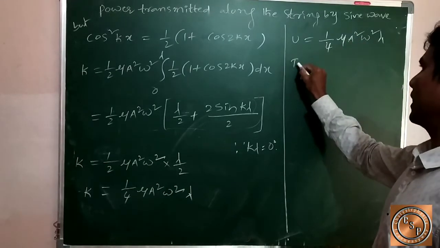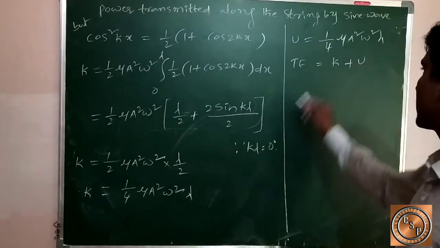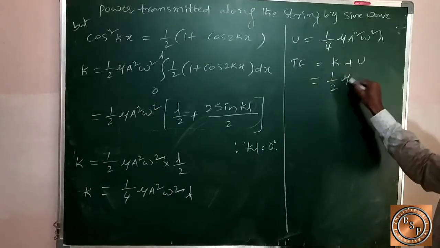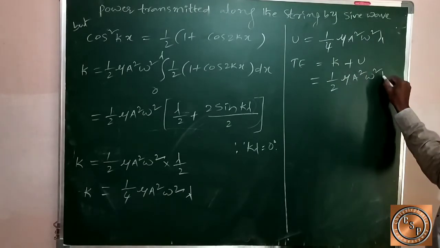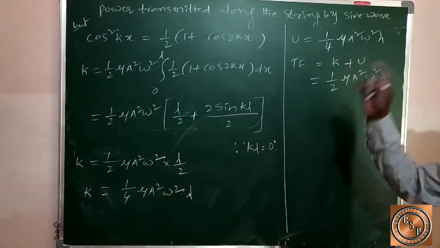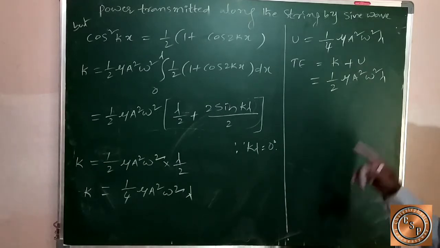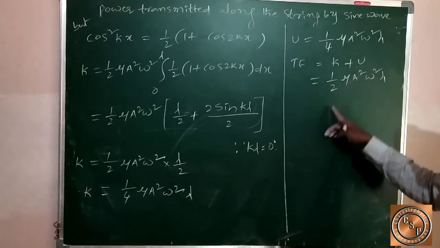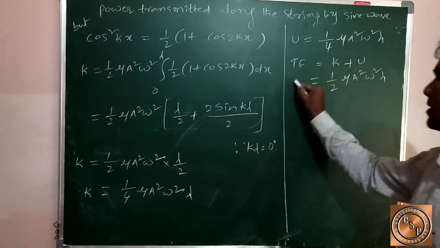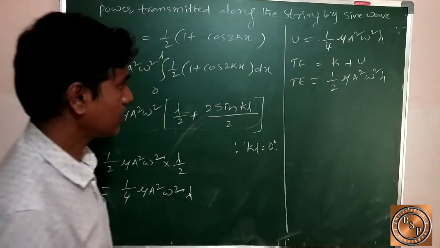Here total energy, that is kinetic energy plus potential energy, that is equal to 1 by 2 mu a square omega square lambda, because of 1 by 4 mu a square omega square lambda plus 1 by 4 mu a square omega square lambda. 2 ones, 2 twos get cancelled. So after cancellation, 1 by 2 mu a square omega square lambda. This is the total energy of that element.